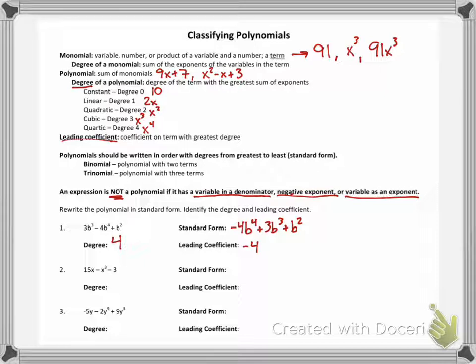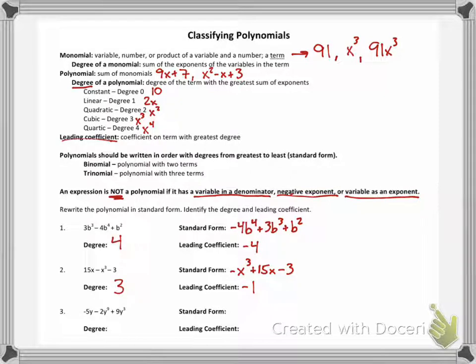Second example, same idea. I have myself a degree of 3 because that's my highest exponent. So negative x cubed is going to go first, then the 15x, and then the negative 3 at the end. My leading coefficient is negative 1. I know you don't see a number there, but again, the invisible number that's out in front that you can multiply to would be 1. It doesn't affect it. That's why my leading coefficient is negative 1.